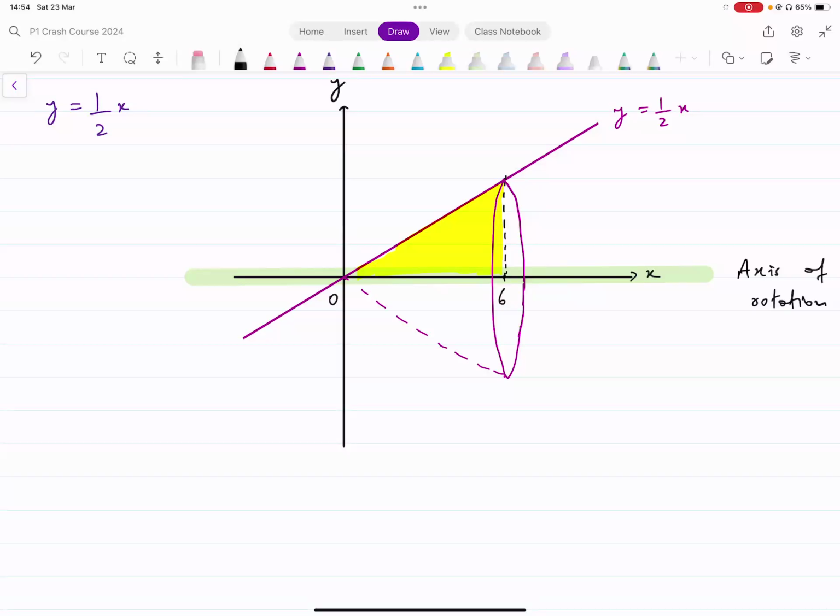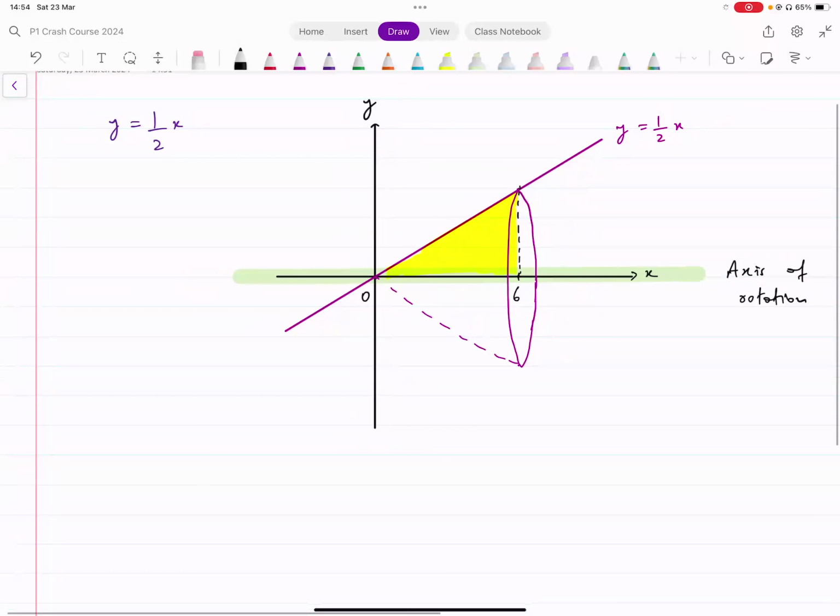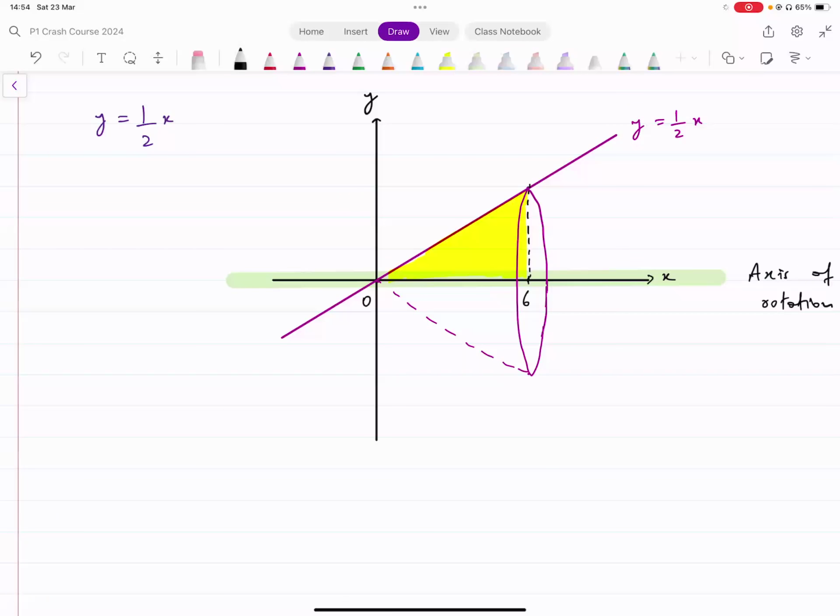We want to find the volume of this figure, right? Now, this is a cone. We know how to find the volume of a cone. We have a formula for that. What's the formula for the volume of a cone? Volume of a cone is given by V equals 1/3 pi r squared h, right? We know how to find this volume. How do you do this?